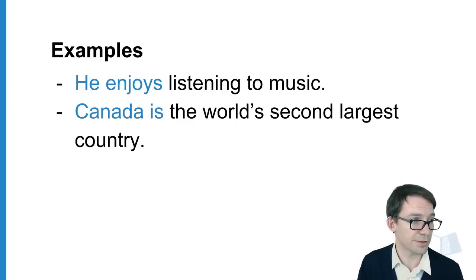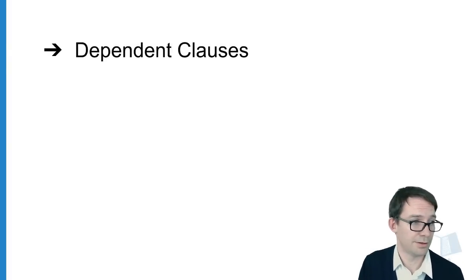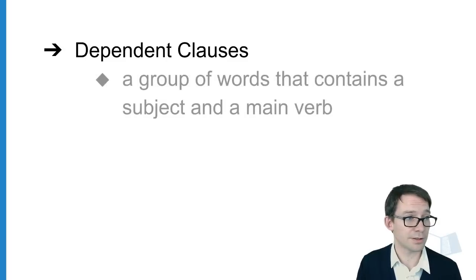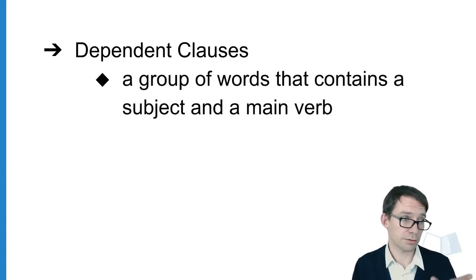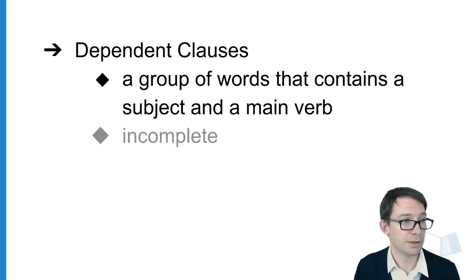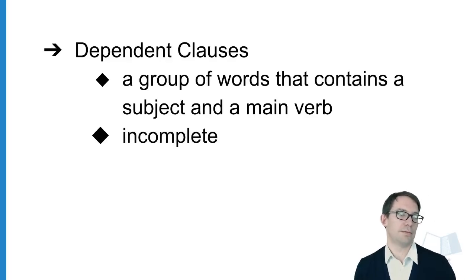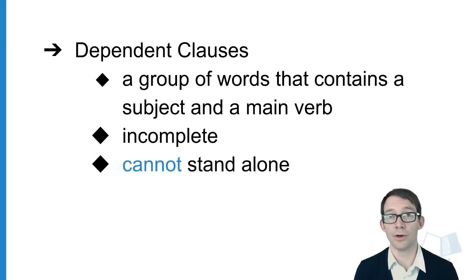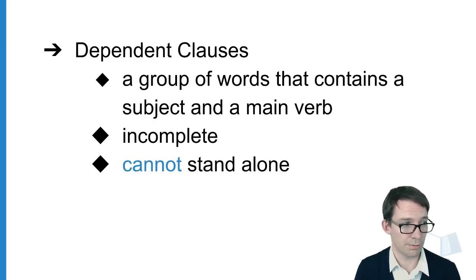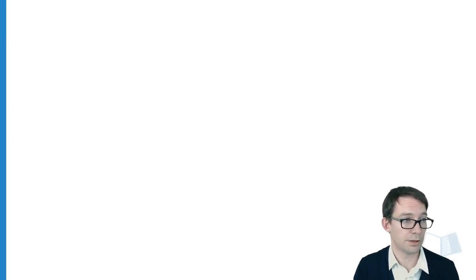Okay, now the difference between that and a dependent clause is that dependent clauses are a group of words that contain a subject and a verb. However, they are incomplete. So dependent clauses, kind of like phrases, cannot stand alone. You can't just have those words alone and make complete sense. That would be grammatically incorrect. Okay, so here are some examples.